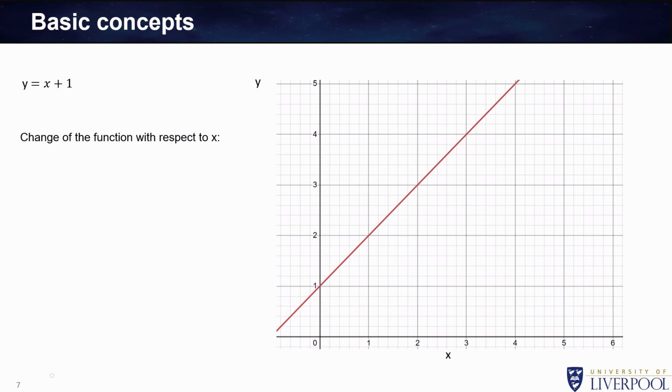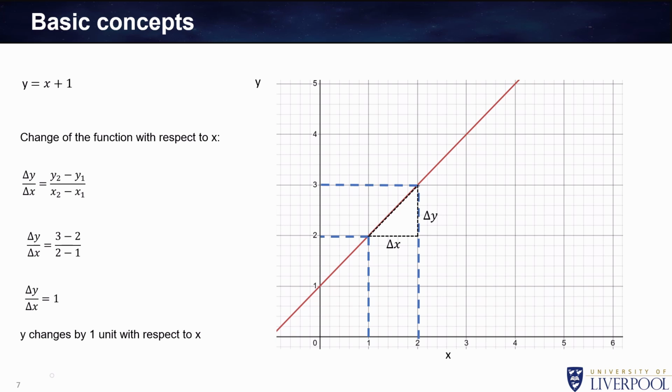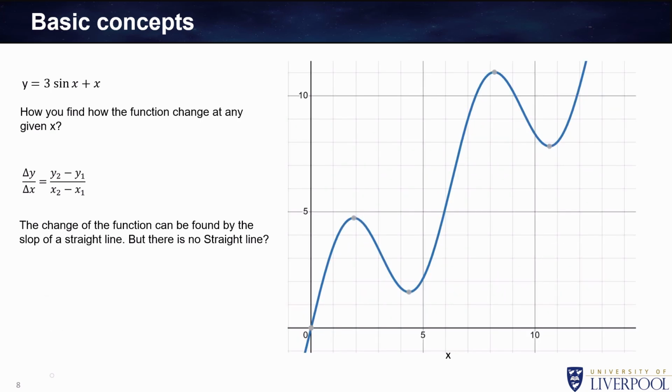Now, if we have a line instead, the definition of the change would not change. We still have the slope, and replacing at a point, for example, x equal 1, x equal 2, we would have that it's equal to 1, and the slope of a straight line doesn't change at any point. Now, let's say we have a more complicated function. We still have the slope, and as per definition, the change of the function can be found by the slope of a straight line. But which straight line?